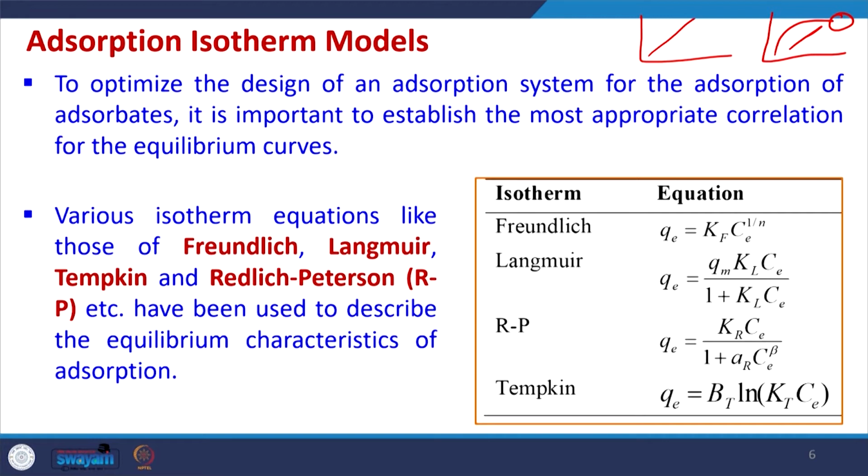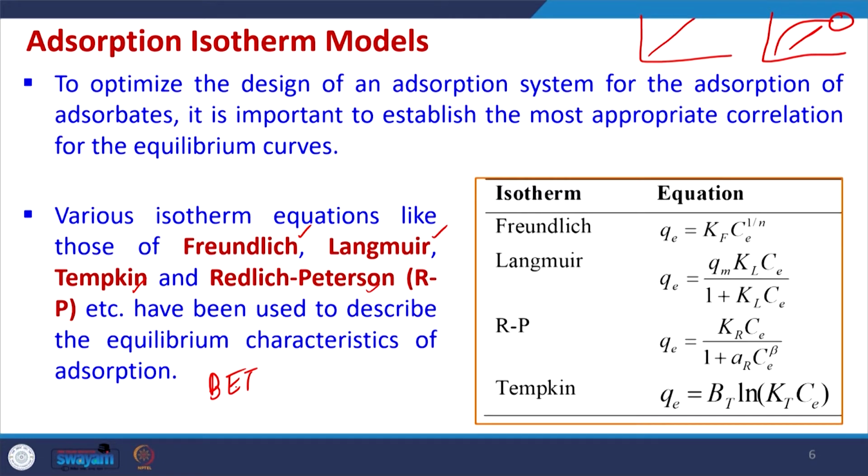For adsorption of an adsorbate, it is important to establish the most appropriate correlation for the equilibrium curve. This is there to optimize the design of any system, and it is very important. Various types of equations like Freundlich, Langmuir, Temkin, Redlich-Peterson, and more than 30 types of isotherm equations are available, and BET is also one of them. We will discuss that in detail later on.